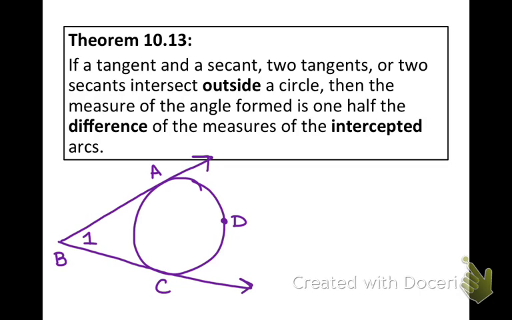Name for me the largest arc. Intercepted arc. ADC? ADC, right? That's what we said? ADC. Not ABC. B's not part of it. So we're going to take the largest arc, which is here, and subtract the smallest arc. So the measure of angle 1 equals 1/2 my largest arc, so the measure of arc ADC minus, what's the smallest intercepted arc? AC, good.